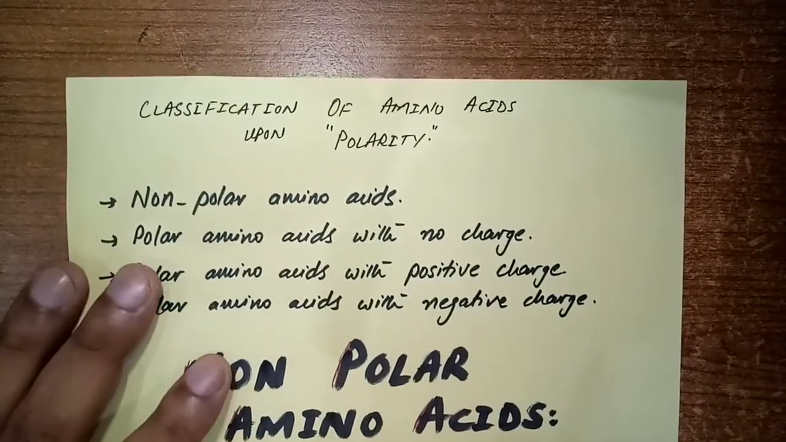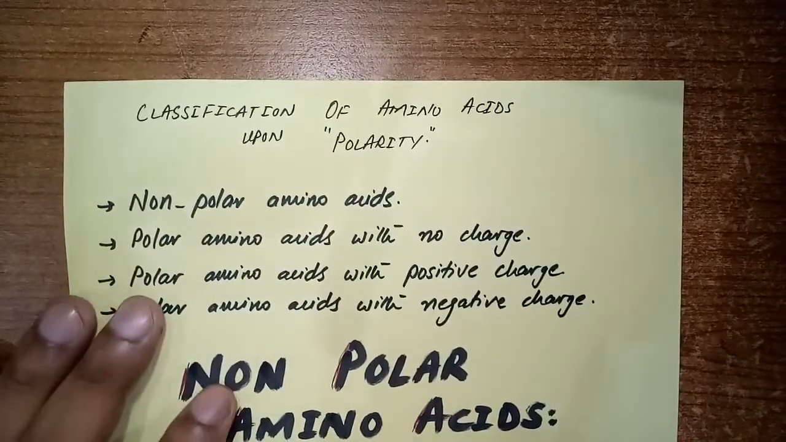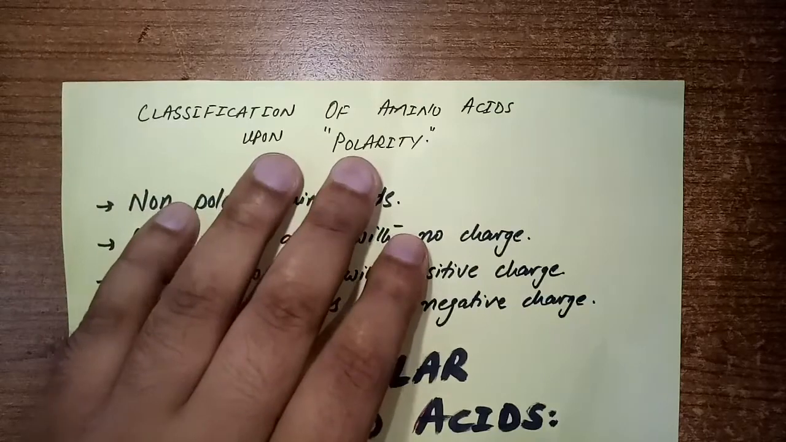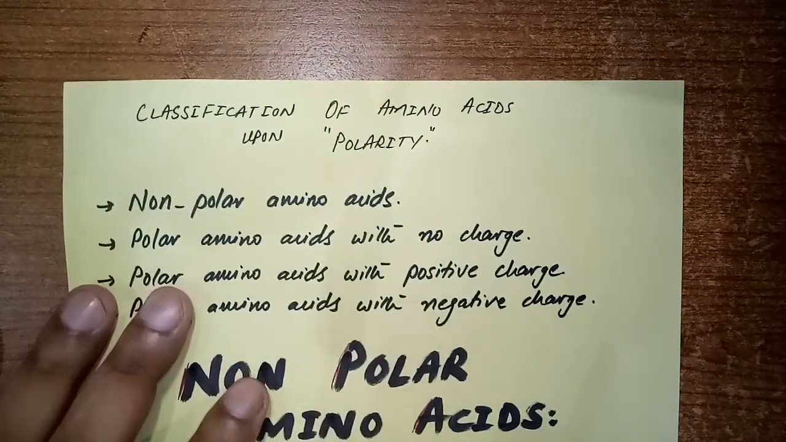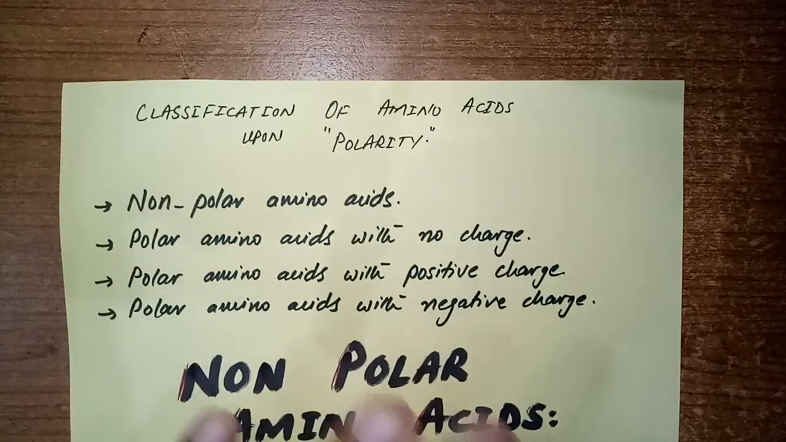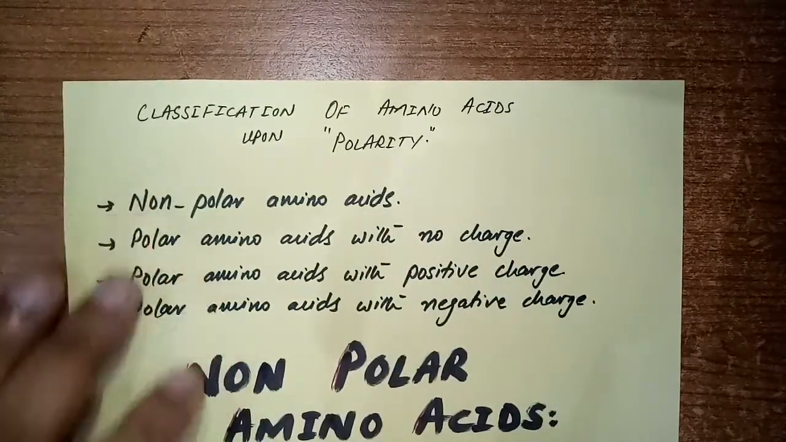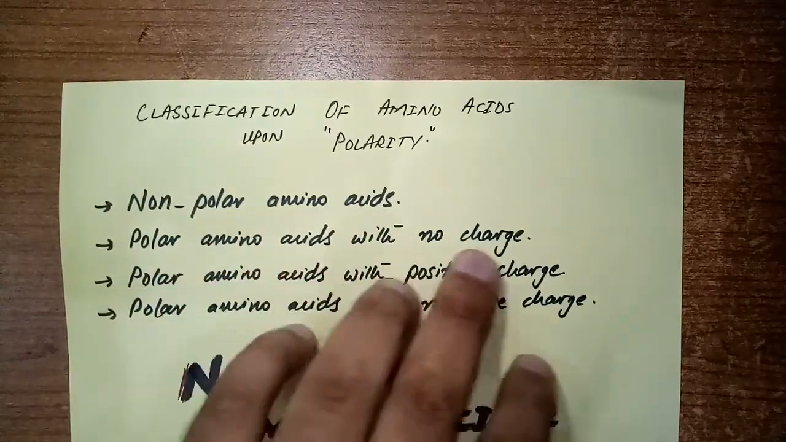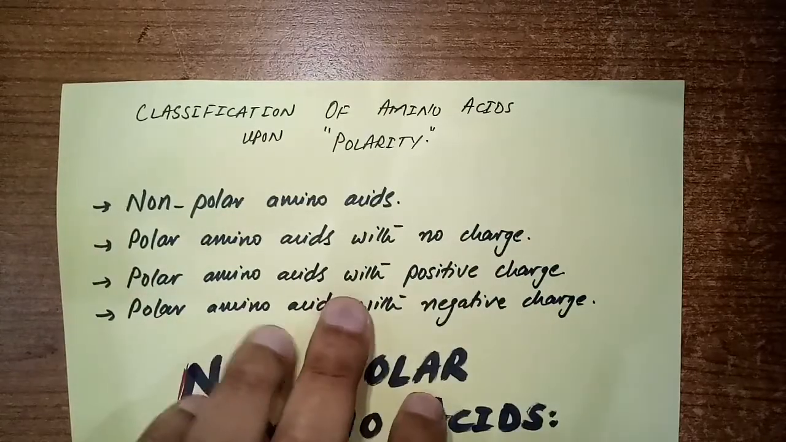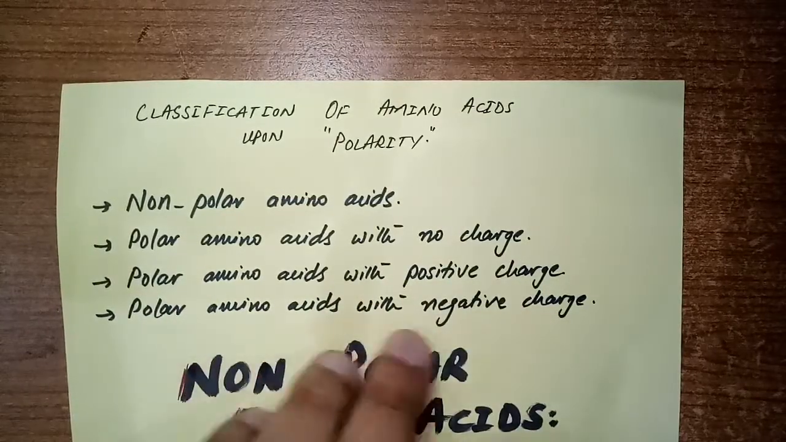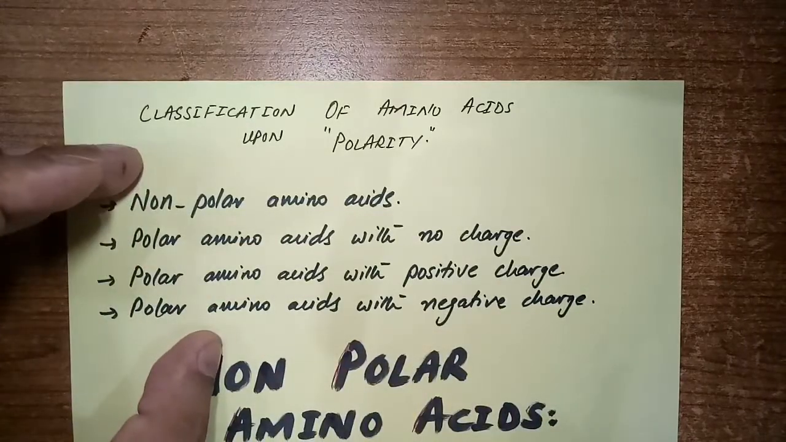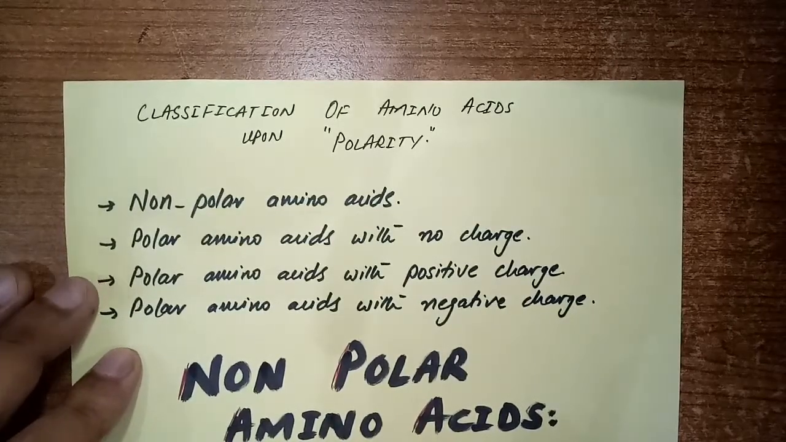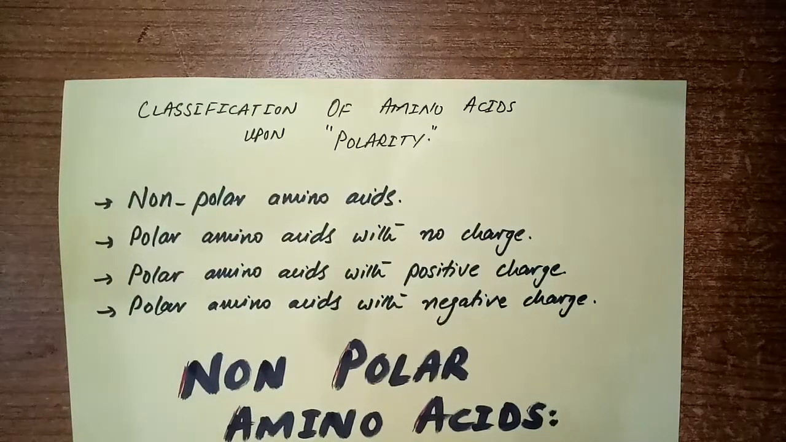If we go ahead and talk a bit more about amino acids, as I told you, I'm gonna let you know about 20 amino acids at least. We classify amino acids, right? And we classify them upon polarity. So if we look at the classification of amino acids upon polarity, we categorize them in 4 categories, right? The non-polar amino acids, polar amino acids with no charge, polar amino acids with positive charge, and polar amino acids with negative charge. So these are the major 4 categories to memorize, and I'm gonna really work on these 4 things today, and I hope you will join me in this.